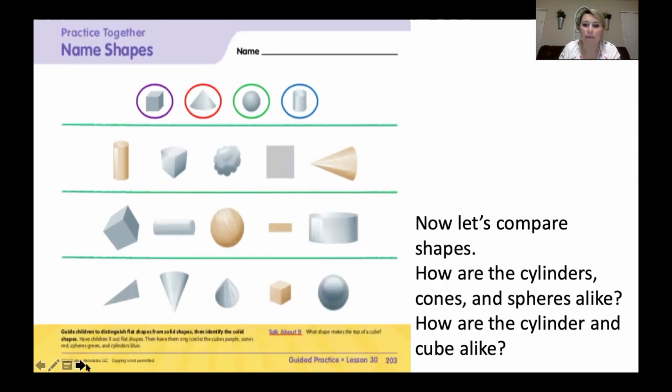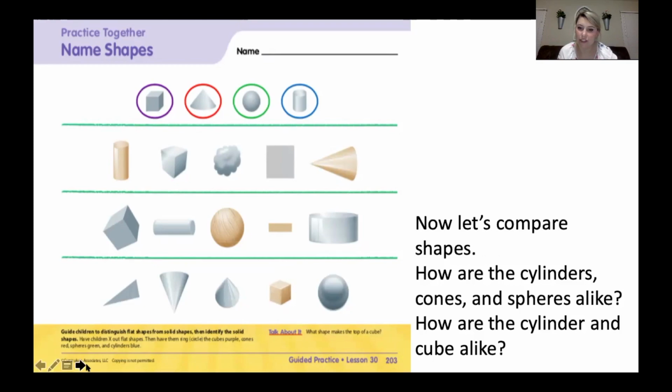Now, let's go into comparing our 3D shapes. So let's talk about how cylinders, cones, and spheres are alike. What do you think? Can you tell the adult near you? If you said that they all have rounded parts to them or something around like that, then I would say, yeah, you're right. And let's talk about another one.